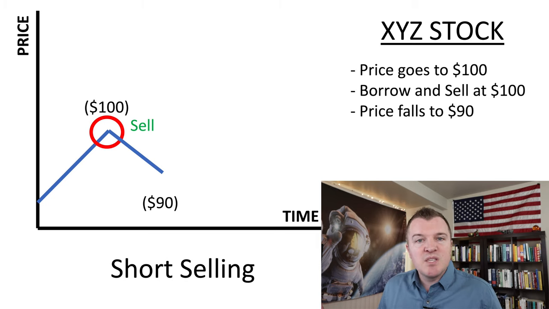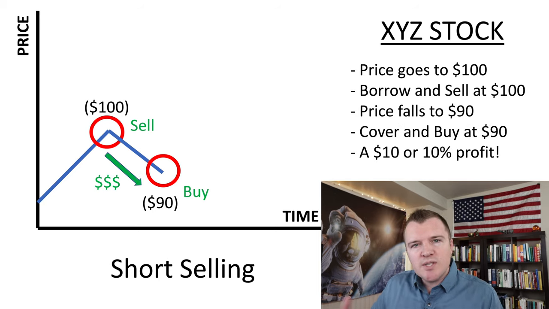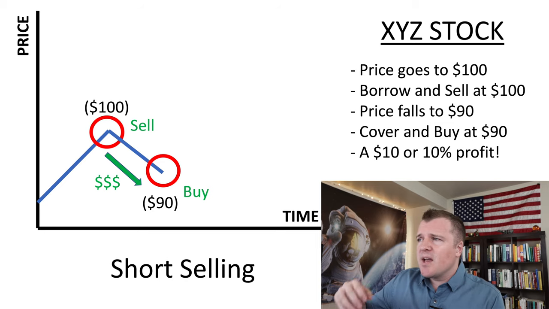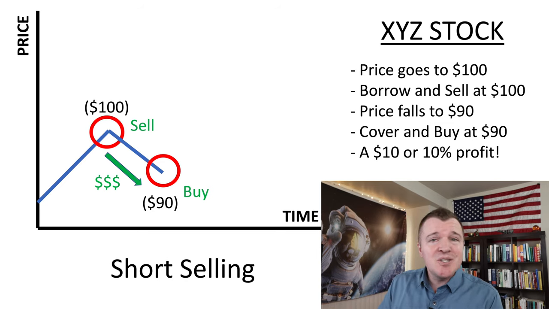And you say, this is perfect. I think this is what the company is actually supposed to be valued at now. So I am going to buy back the shares that I sold and return them to my broker. So we covered our short sale and we bought it back at $90, returned the stock to our broker, and we net positive $10 or 10% on this trade.